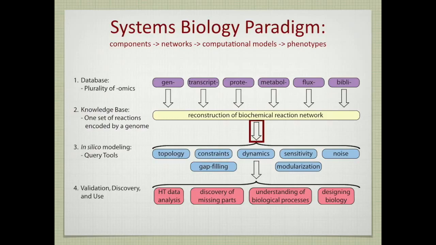I mentioned topology on one side. And maybe all the way on the other side, you might be wanting to study the stochastic nature of thermal noise in a network. So there are many different mathematical methods that can be deployed once you have the reconstruction done. And which one you use depends on what you want to know. And then we have finally the fourth step there, which is the utility of a validated model. We have high throughput data analysis. We have discovery of missing parts, something called gap filling. We can now systematize hypothesis generation based on data. We'll talk about this at the end of the class.